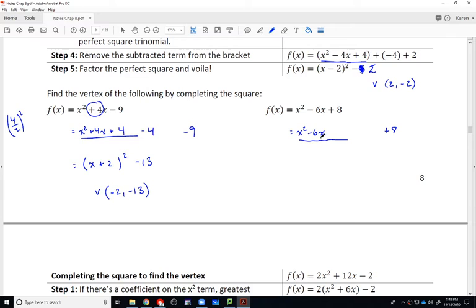Okay, so to create your perfect square, you always take half the middle term, so half of -6, and you square it. So -6 divided by 2 is -3. -3 squared is 9. That's my perfect square. If I'm going to add 9, I have to also subtract 9, so I don't change the value of my expression. Now I can factor this perfect square down to x minus 3 all squared minus 1, which tells me that my vertex would be at 3, -1.